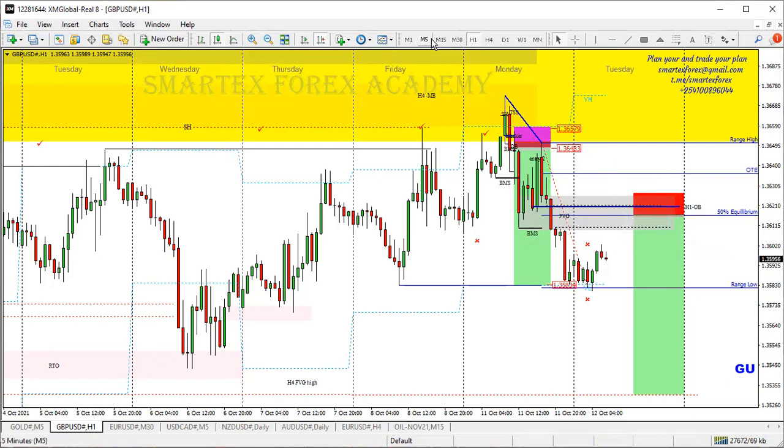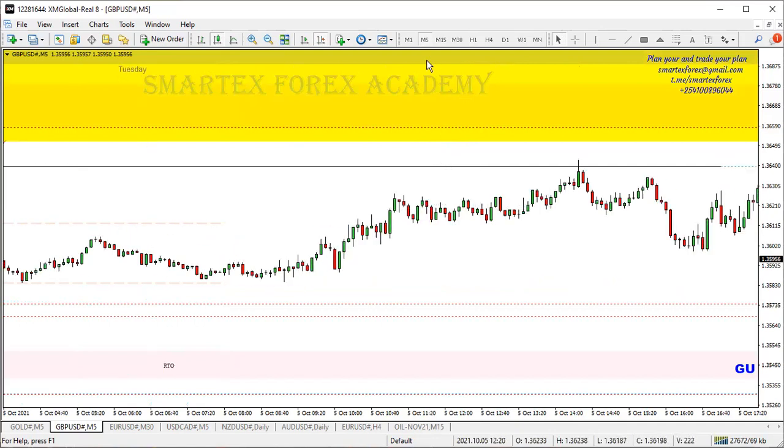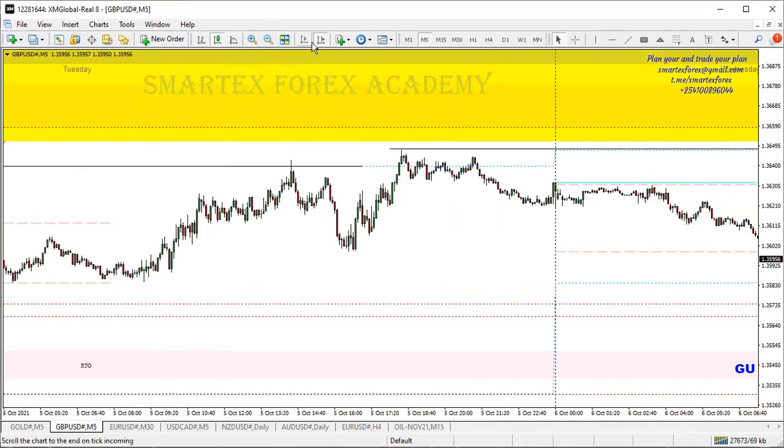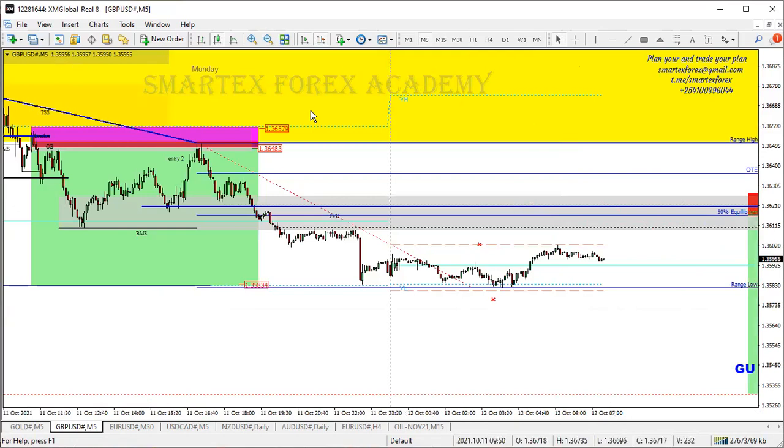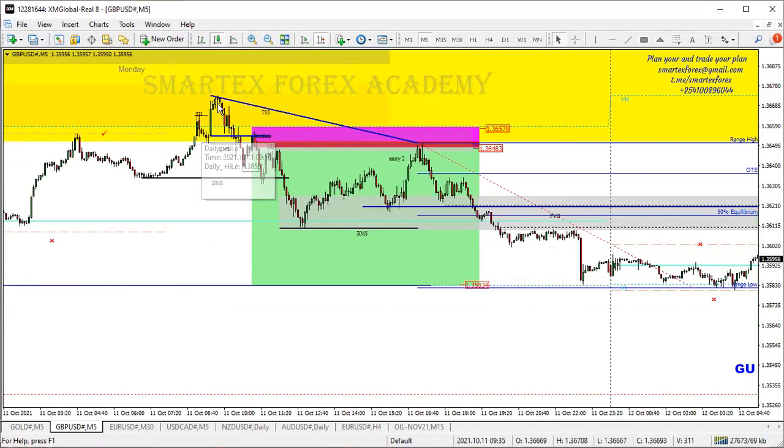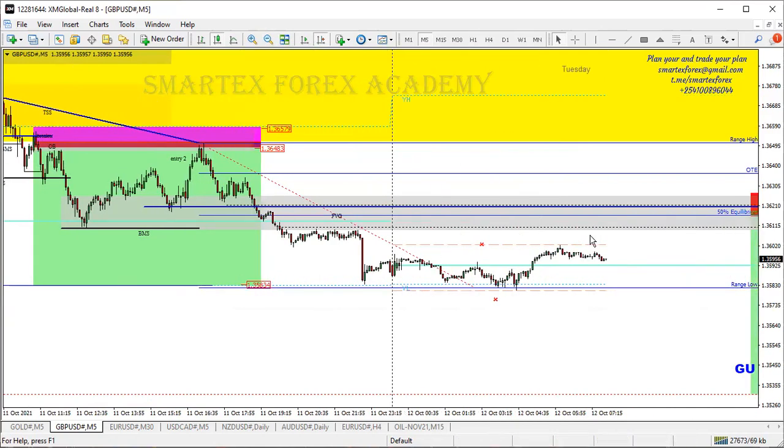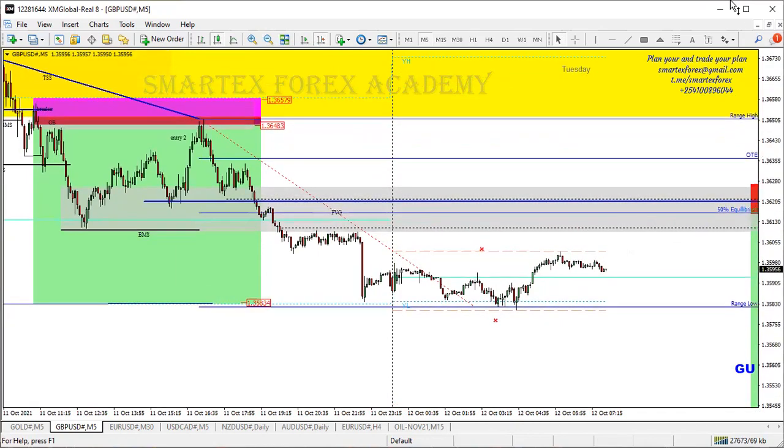I'll be looking at M5 or M15 to look for entries, precise entries. Like in M5, I will be looking for this kind of pattern to happen also at this zone. That's the kind of pattern I'll be looking for.